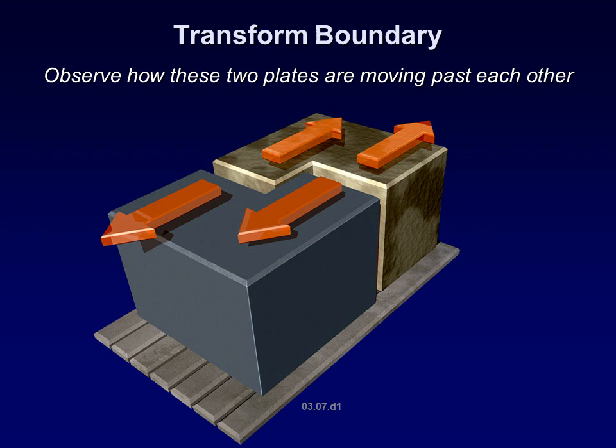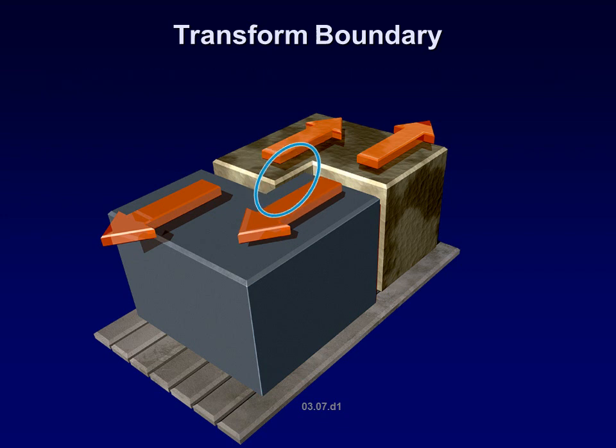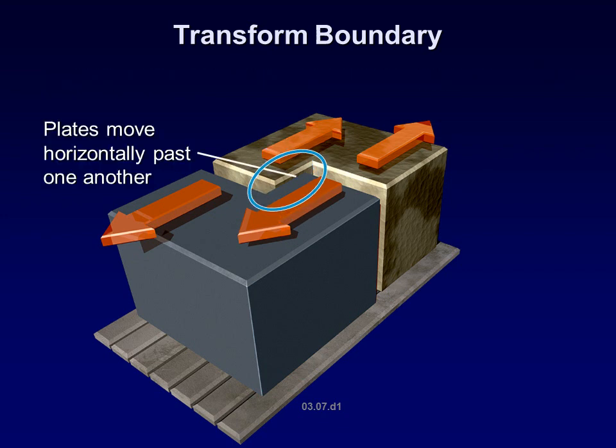So overall, the arrows are moving away from one another, but at a certain point we have an area that's moving side by side. And that is our transform boundary. So right there at the center, where the plates move horizontally past one another, we're looking at the transform boundary.